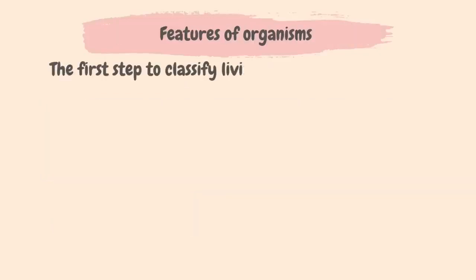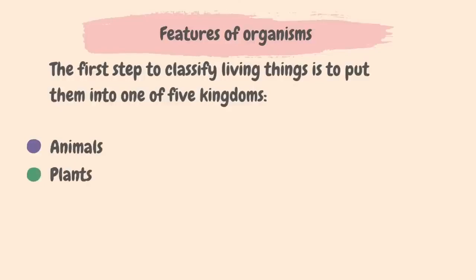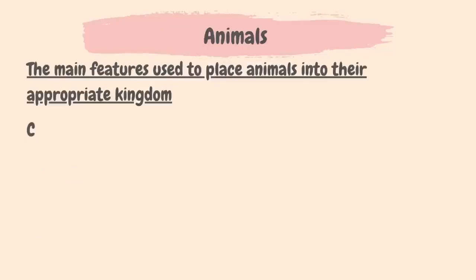The first step to classify living things is to put them into one of 5 kingdoms. They are animals, plants, fungi, protoctists, and prokaryotes. Let's take a look at animals first.